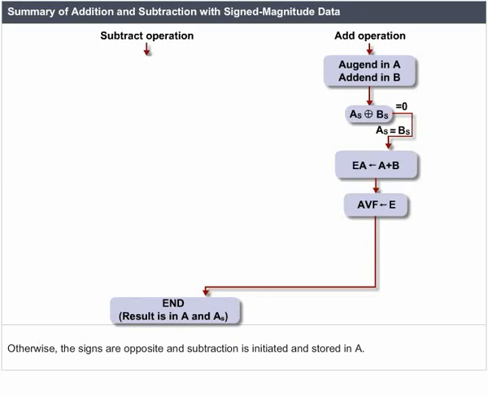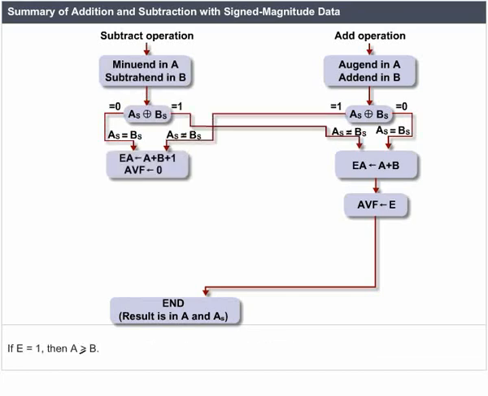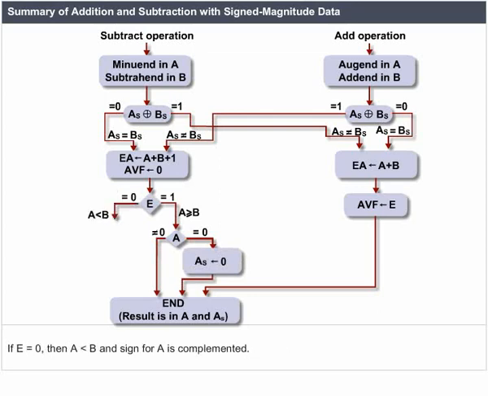Otherwise, the signs are opposite and subtraction is initiated and stored in A. No overflow can occur with subtraction, so the AVF is cleared. If E equals 1, then A is greater than or equal to B. However, if A equals 0, then A equals B and the sign is made positive. If E equals 0, then A is lesser than B and the sign for A is complemented.